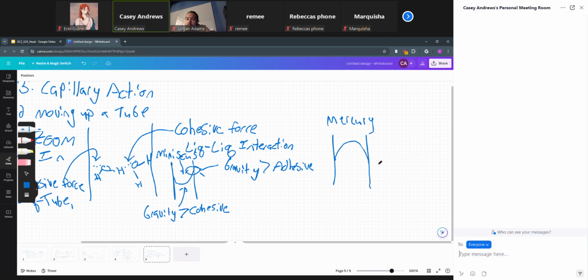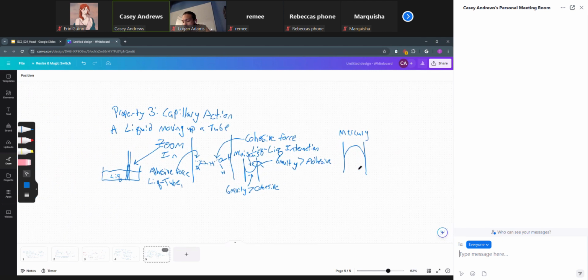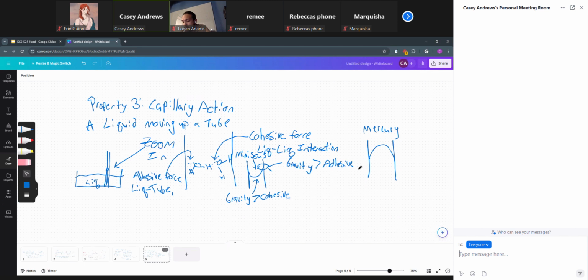It looks like that. The meniscus is opposite for mercury, which means for mercury, the cohesive forces are stronger than the adhesive forces. And it all comes down to the shape of that meniscus. So that's our third property. Let me zoom back out. Any questions about capillary action?